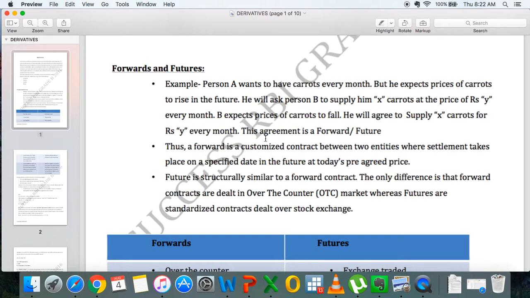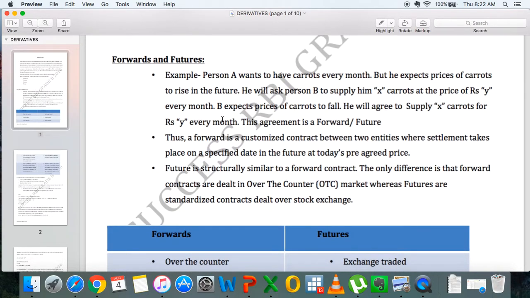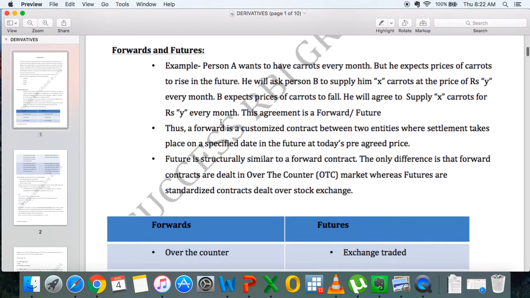So I will go to another person and say, why don't you supply me X carrots at the price of Y every month? Now, when will B accept the offer? If B expects the price of carrots to be less than 15, then he can buy carrots in the future from the market at a price less than 15 and supply the same carrots to A at the price of 15, thereby making a profit. So B will accept the offer only when he expects the price of carrots to fall. He will agree to supply X carrots for Y every month. This agreement is a forward.